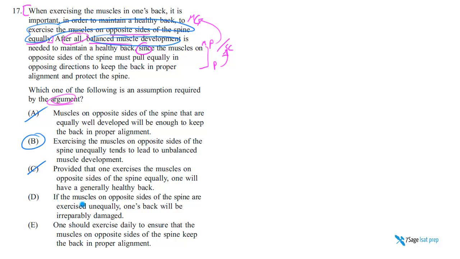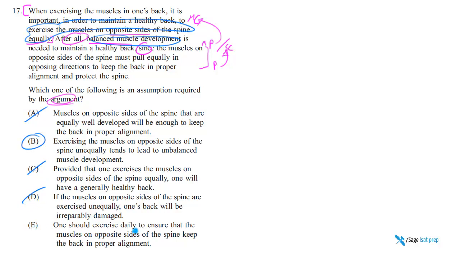D says, if the muscles on opposite sides of the spine are exercised unequally, then one's back will be irreparably damaged. We also don't need this to be true. What if we exercise muscles on opposite sides of our spine unequally, yet our back is not irreparably damaged? How does that hurt? How does that wreck our argument? If anything, I think it might even support our argument, because the argument could say, I told you, to get balanced development, you need to do this. So D is not a necessary assumption. We don't need to assume this.